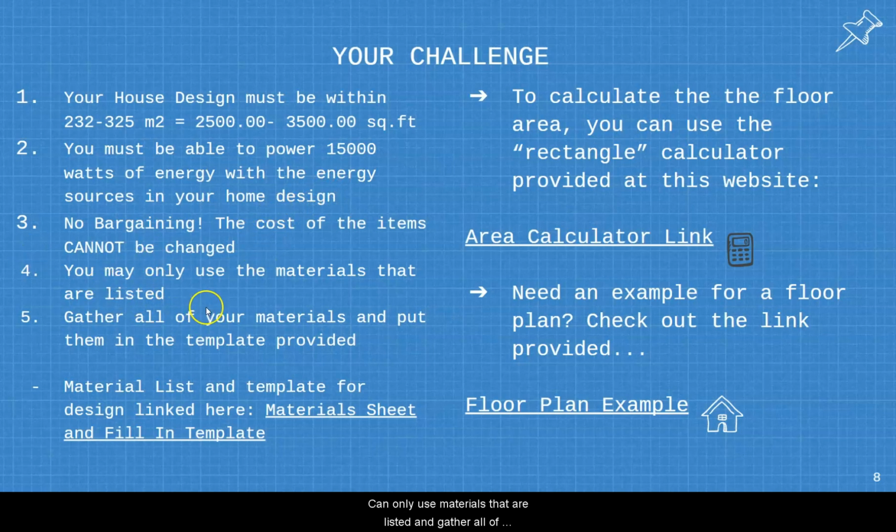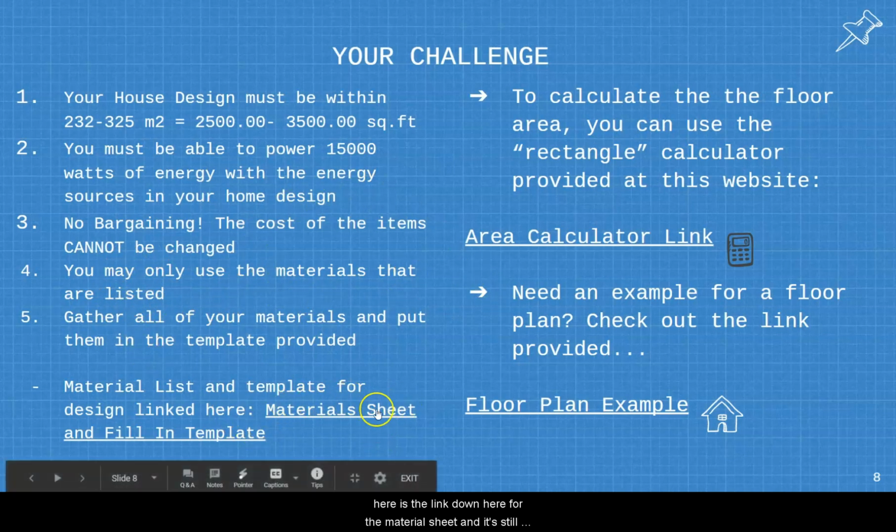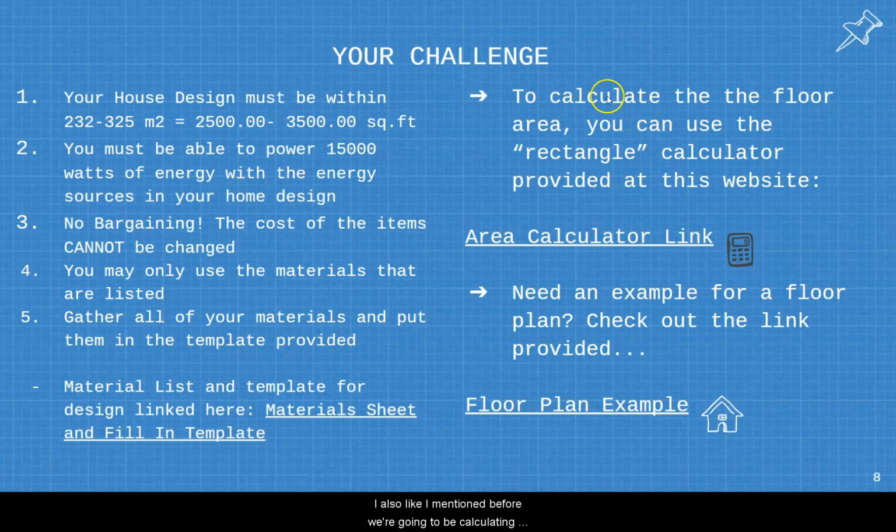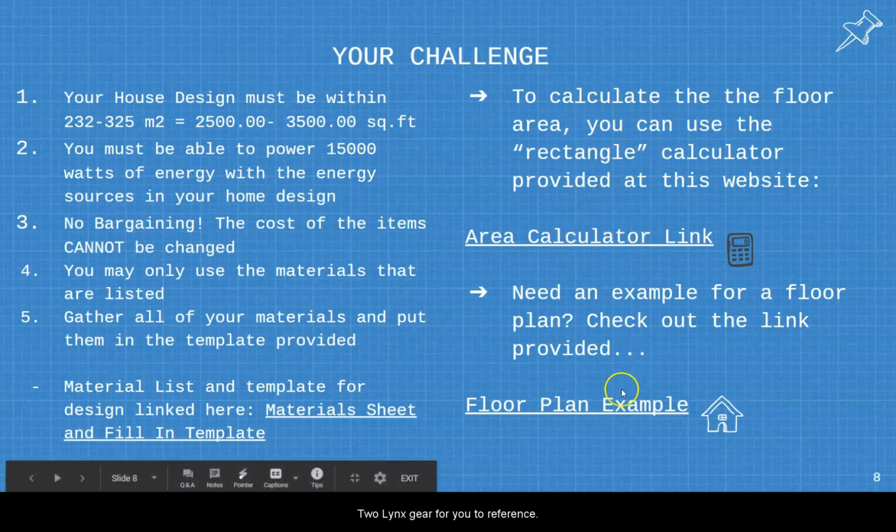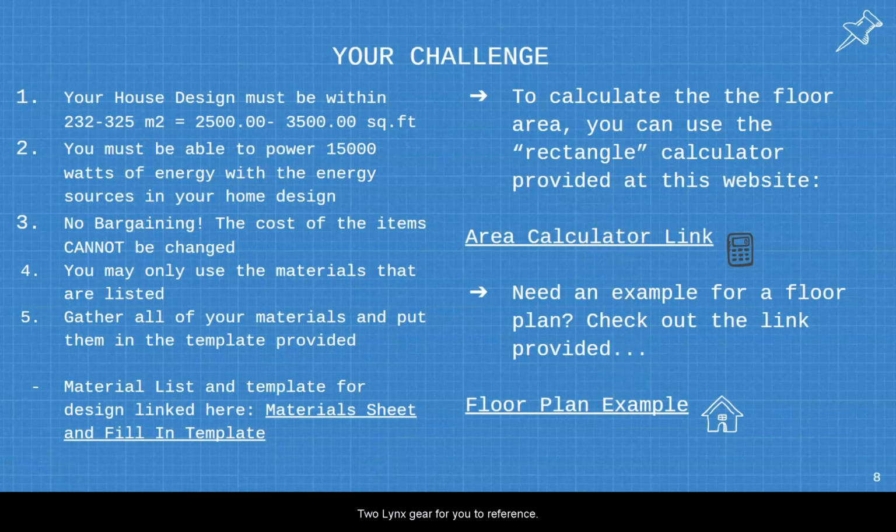You may only use the materials that are listed, and gather all of your materials and put them in the template provided. And here is the link down here for the material sheet and the fill-in template for your convenience. And also, like I mentioned before, we're going to be calculating carbon footprint. So to calculate the floor area as well as the carbon footprint, there are 2 links here for you to reference.